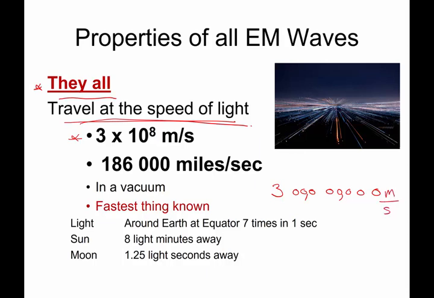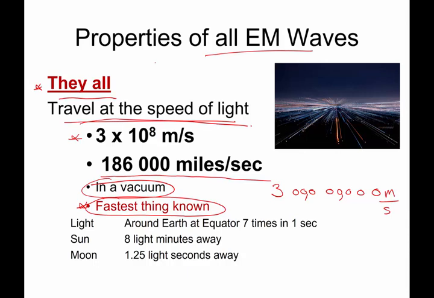That is like nutty, crazy fast. That is also the same as 186,000 miles per second. And this is the fastest thing known. We do not know of anything that travels as fast as light. So it is, as far as we understand at the moment, the fastest thing in the universe and the speed limit of the universe. This is the speed of all of these waves in a vacuum. So when I say all of the electromagnetic waves, what I'm saying is that radio waves and visible light and X-rays all travel at this same speed.